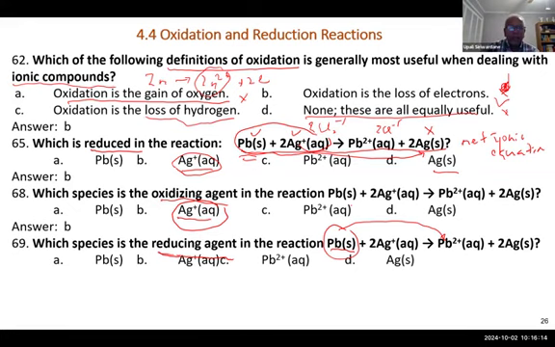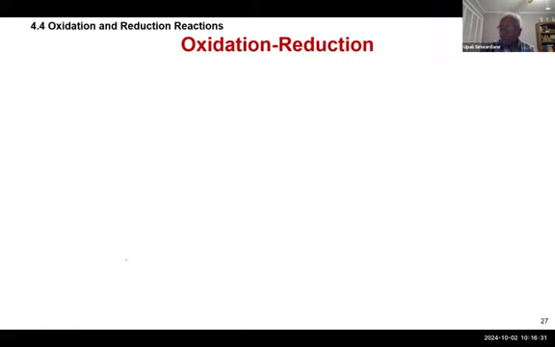Okay, lead is the one that got oxidized. Therefore, lead is the reducing agent, A. Now we will go over some of the examples describing redox reactions.